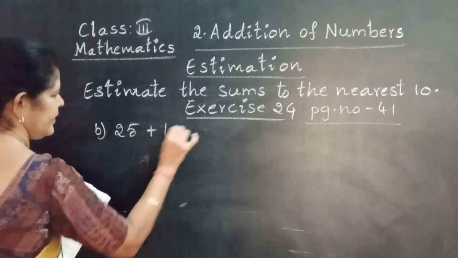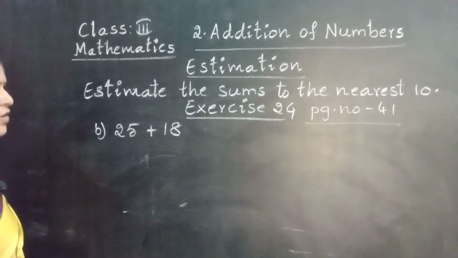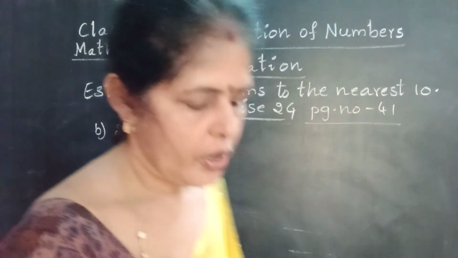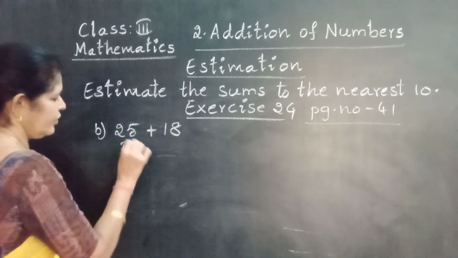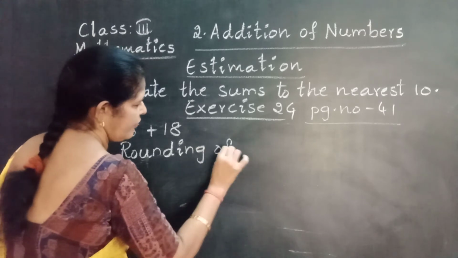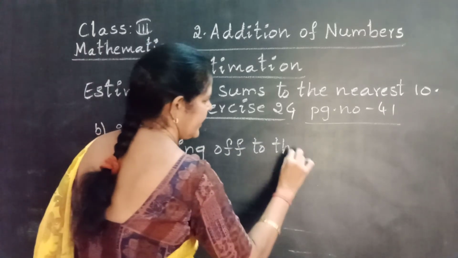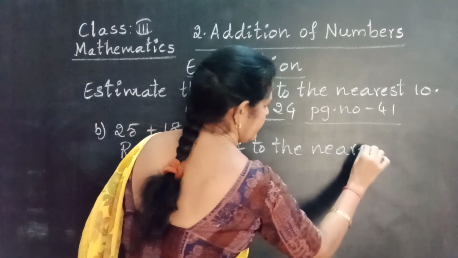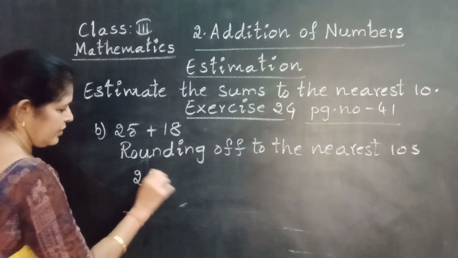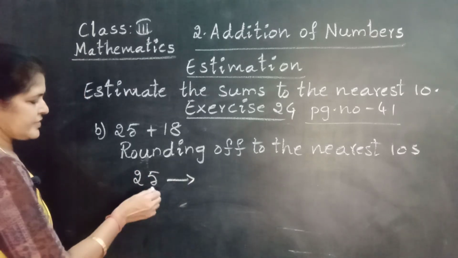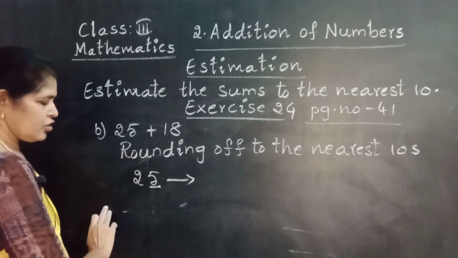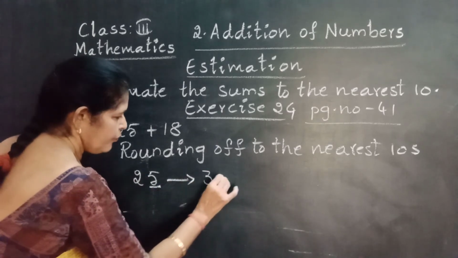25 plus 18. Find the estimated sum. Rounding off to the nearest tens. First number is 25. Rounding off to the nearest tens. 5 is in the ones place. 5 equal to 5. Then this is going to change. 2 changes into 3. Put 0.